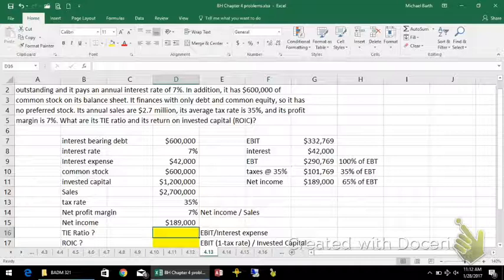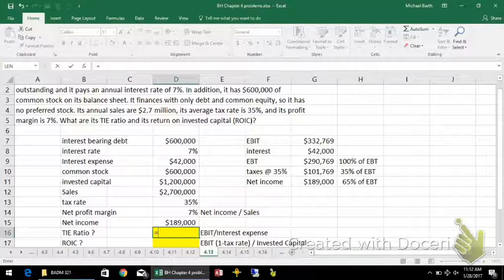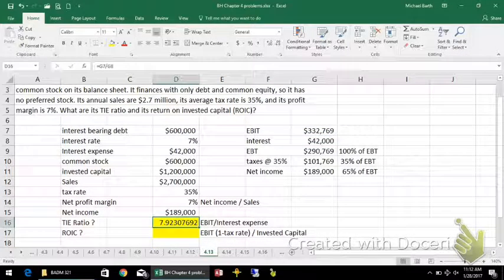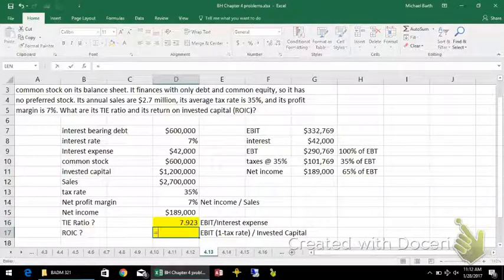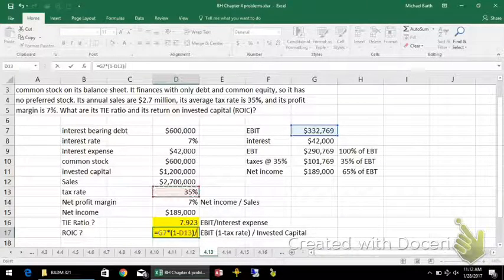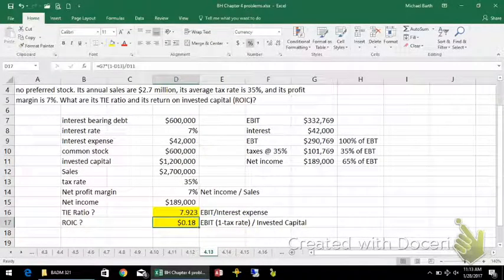So the TIE ratio would be earnings before interest and taxes divided by interest. And the return on invested capital, if I took my EBIT times 1 minus the tax rate and divided that by the invested capital, and there are my answers.